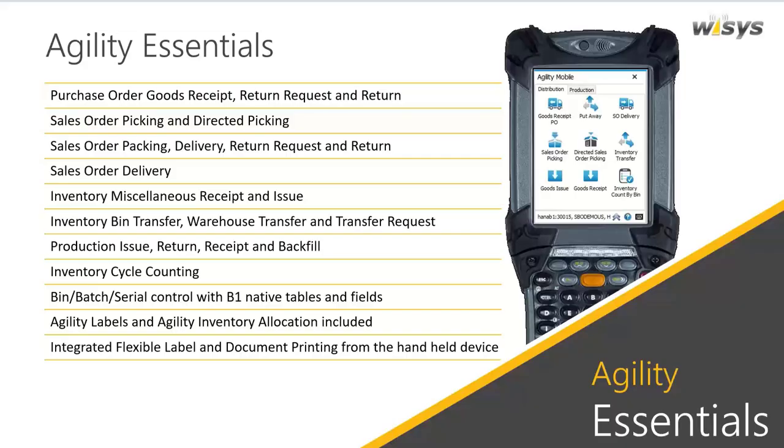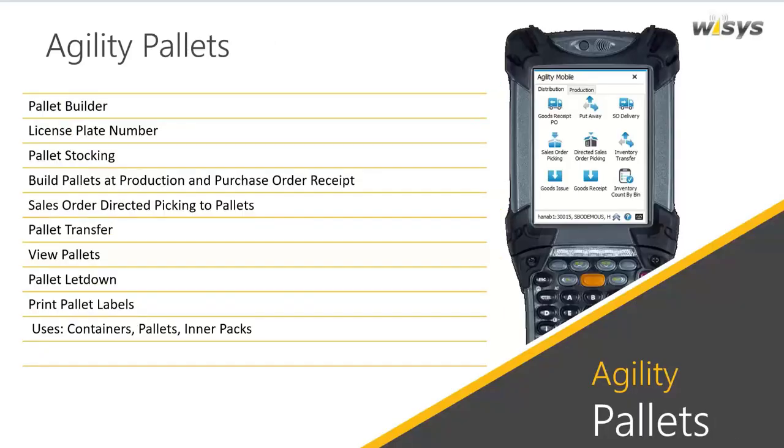Also included with Agility Essentials is our label designer and our inventory allocations. We have the capability to integrate these labels and Crystal Reports into transactions on the handheld device. We have Agility Palettes, which allows one to build license plates and move product around just by a pallet number, including doing cycle counting and physical inventory and pallet letdowns and so forth.